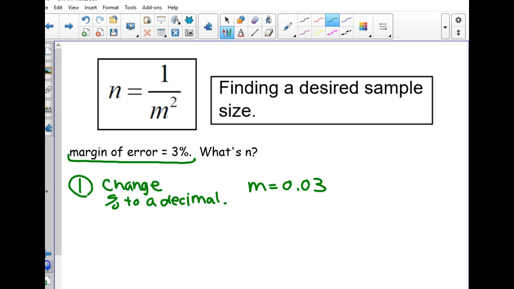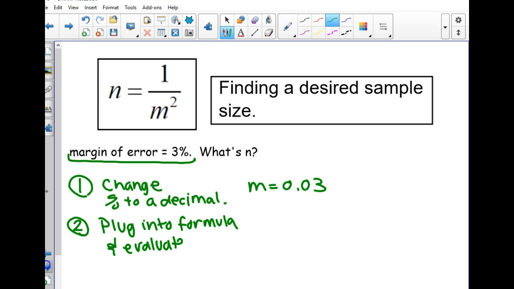Well, we plug it into the formula and evaluate. All right, so we have N is equal to 1 over 0.03 squared. And in statistics, we are always going to round up. Okay? We are always going to round up. So how many people are we going to interview?